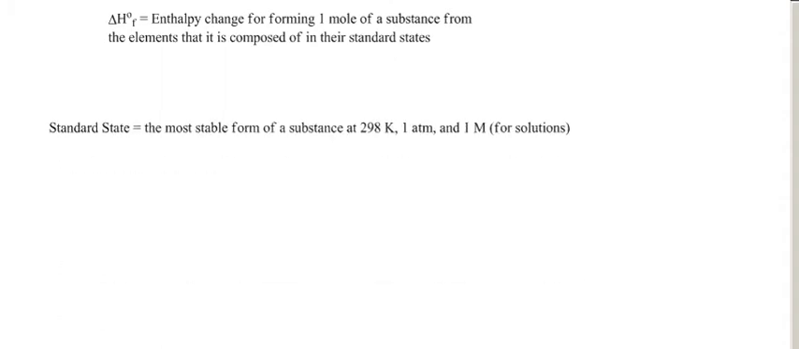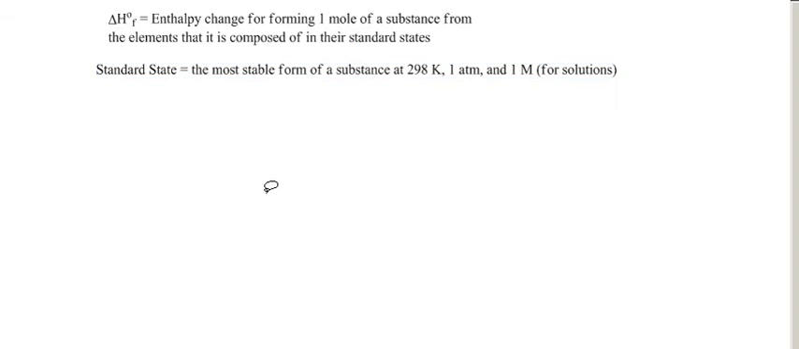What do we mean by the standard states? Well, the standard state is generally defined as the most stable form of a substance at 298 degrees Kelvin, 1 atmosphere, and if we're dealing with solutions, at 1 molar concentration.